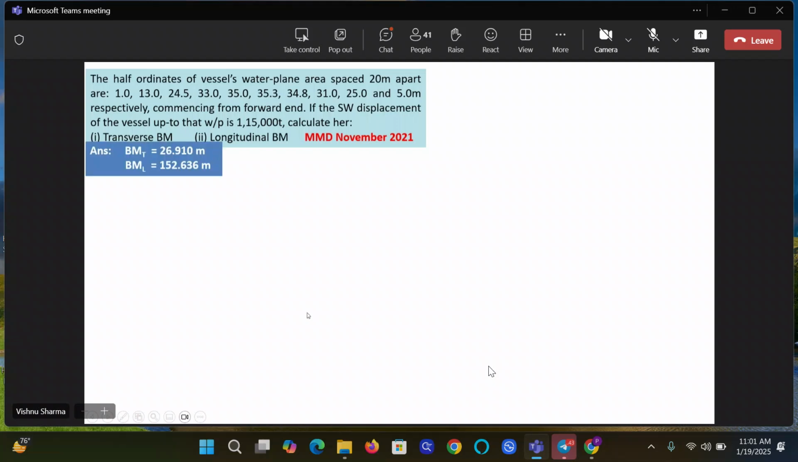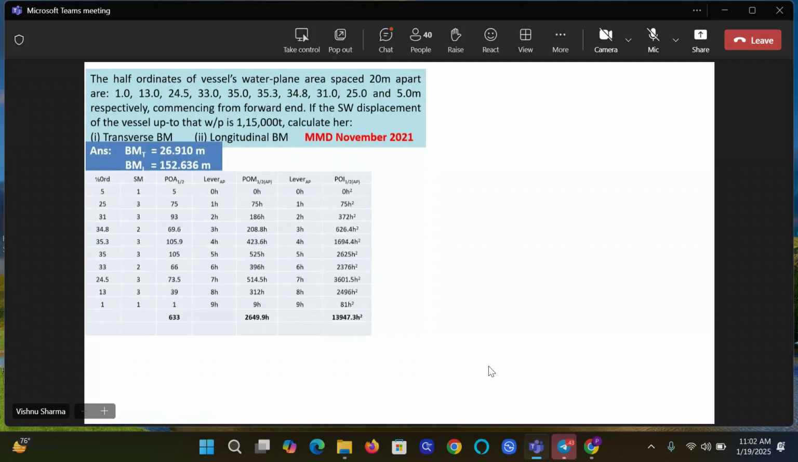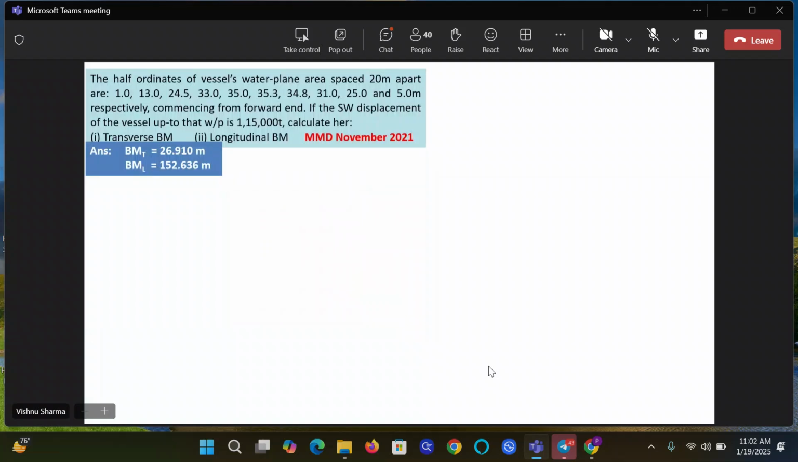Let me just see which one is being dealt with in my slides first. Okay, BMT first. Okay, guys, now you see, let me draw the waterplane area. You already know how to draw it. It is less at the forward end, slightly more at the after end, and in between it is becoming more. So it is something like this.